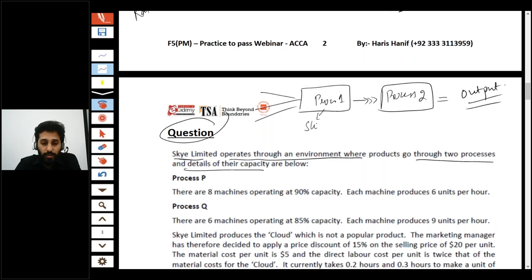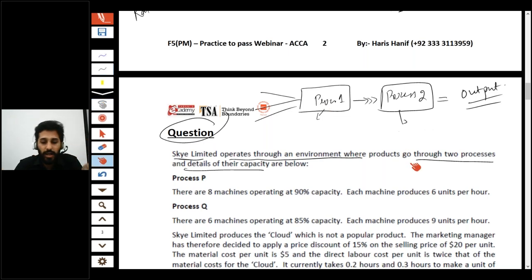If process one is slow, that means it is a bottleneck. If this is slow, that is a bottleneck. Any process due to which, let's say one is the assembling department and another one is the finishing department. Because of any particular department, your ultimate output can be restricted. And that is the bottleneck resource ultimately.